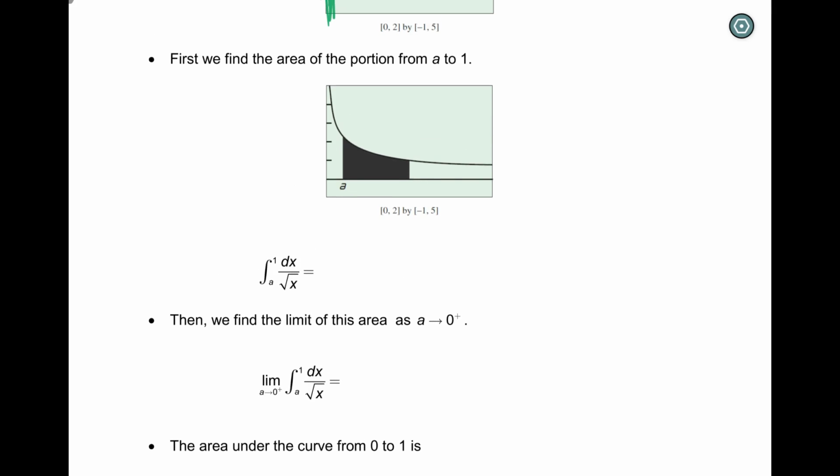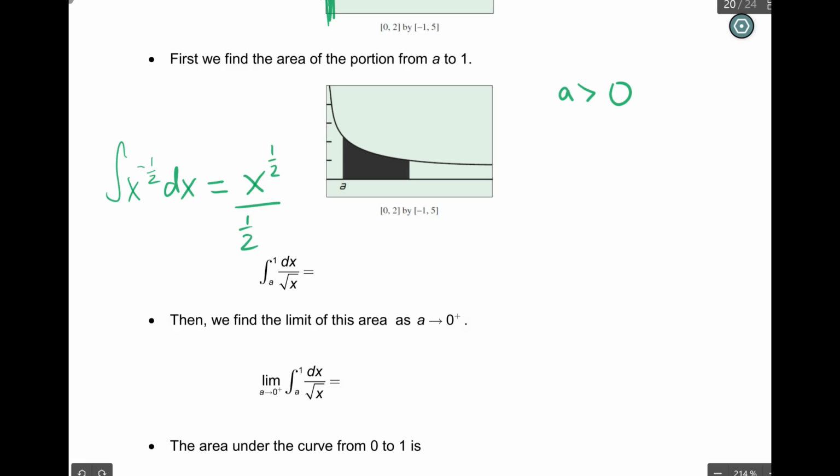So first we find the area of the portion from a to 1. As long as a is greater than 0, we'll be okay. Another way to write this is the integral of x to the negative 1/2 dx, because this is 1 over square root of x. Do you see that? We can just take the integral of this. The integral of x to negative 1/2 is x to the 1/2 over 1/2. That's the same thing as saying 2x to the 1/2.